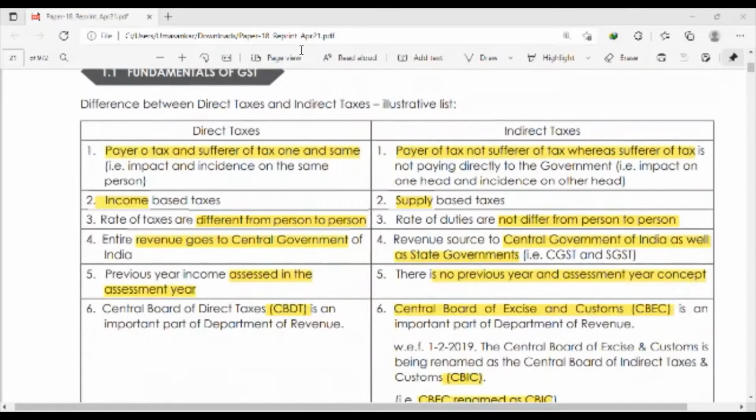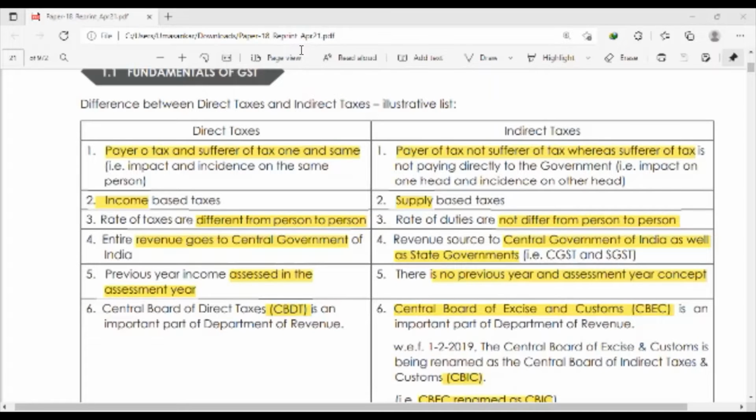And direct tax is levied on an income basis. Based on how much you earn, we need to pay the taxes. But under indirect taxes, we need to pay based on supply. If we supply, we need to pay the taxes, not based on the income. Direct taxes differ from person to person, but indirect taxes do not differ because all are uniform and equal. Then the entire revenue goes to the central government here, but under indirect tax it is distributed among the central government and the state government.